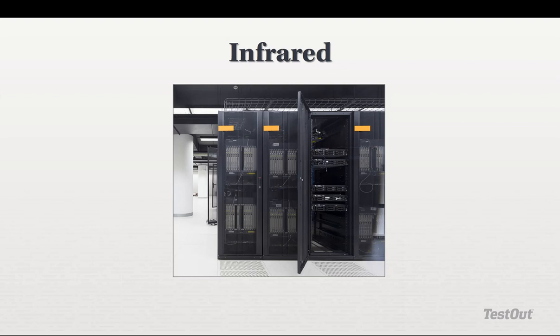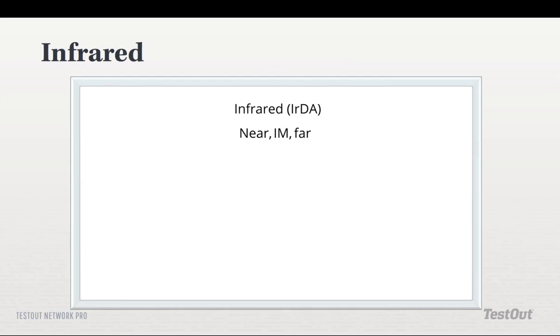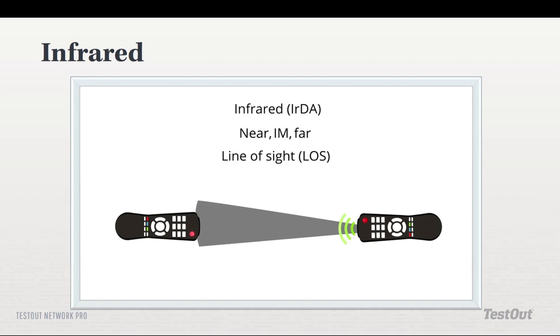So now we're going to talk about infrared. And infrared is kind of on its way out, but you're still going to find it here and there. Two types, the near and far, the IrDA. So some of the infrared used to be with mice, with printers and things of that nature, but it's really being taken over by Bluetooth.